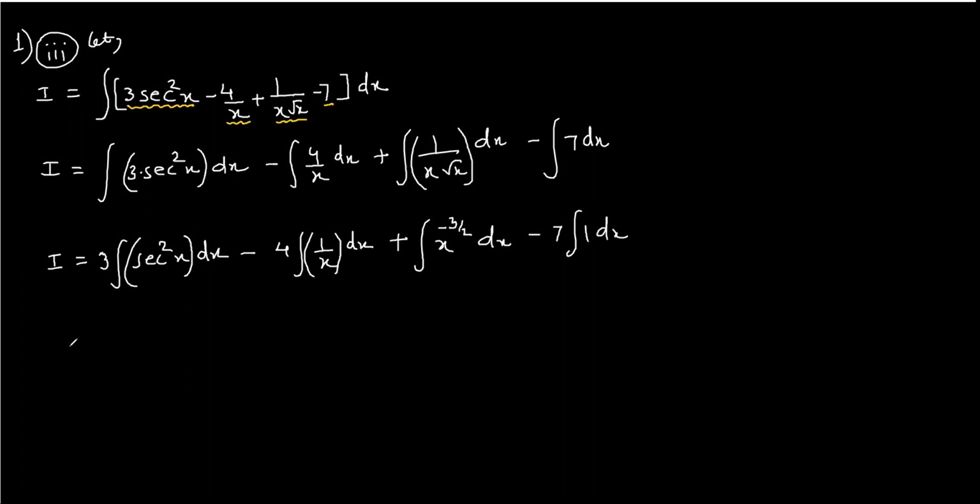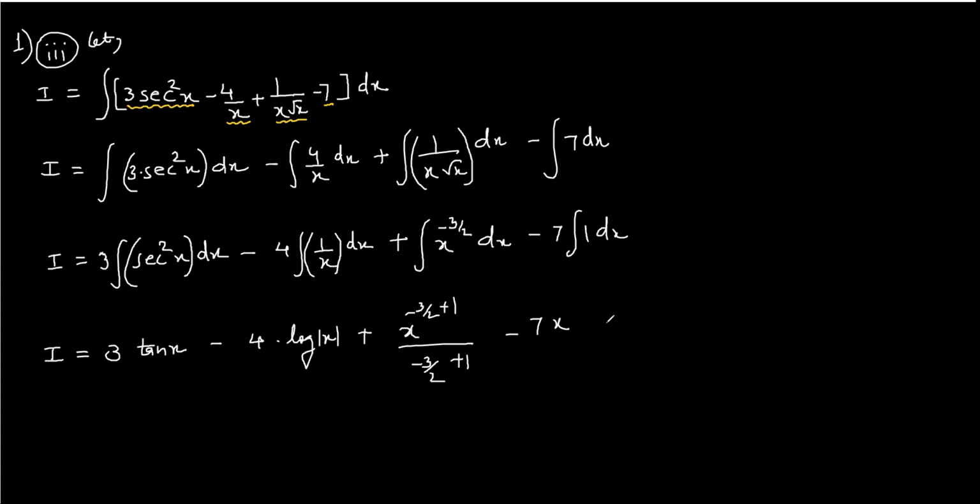So now I shall apply all the results. 3 integration of sec square x is tan x, minus 4 integration of 1 upon x dx is log of mod x, and this is x raised to minus 3 by 2. So x raised to minus 3 by 2 plus 1 upon minus 3 by 2 plus 1, minus 7 integration of 1 is x. And then I add constant of integration c.